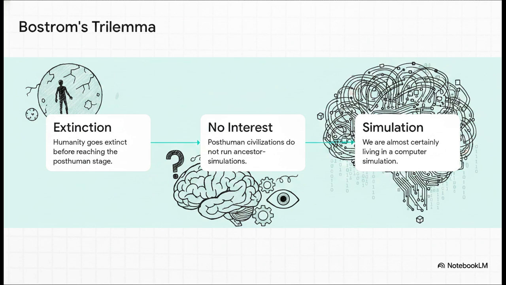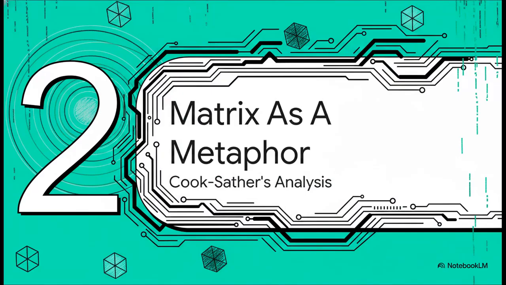But if both Scenario 1 and Scenario 2 are false, we are left with the sheer statistical probability of Scenario 3. Because there would be billions of simulated minds for every single biological mind in existence, statistically speaking, we are almost certainly living in a computer simulation right now. Mind-blowing, right? Moving right along to Section 2, the matrix as a metaphor.